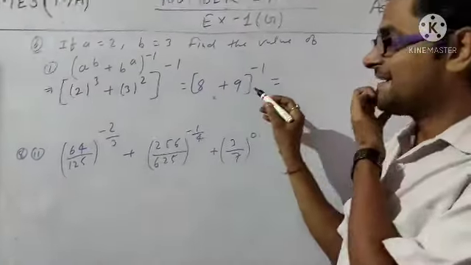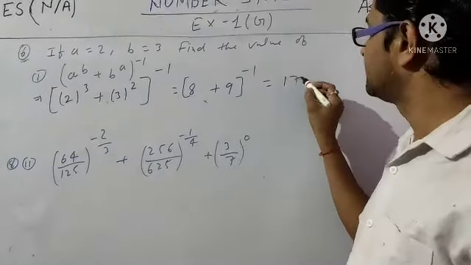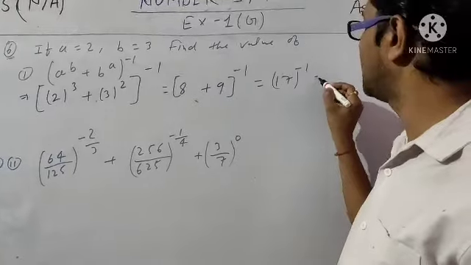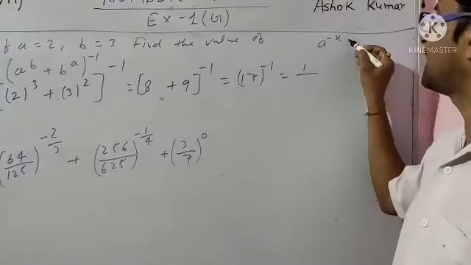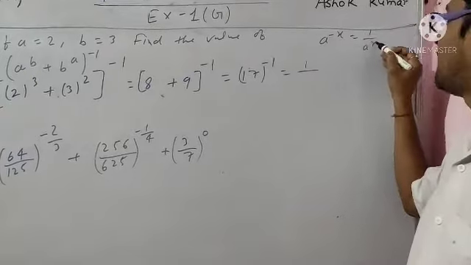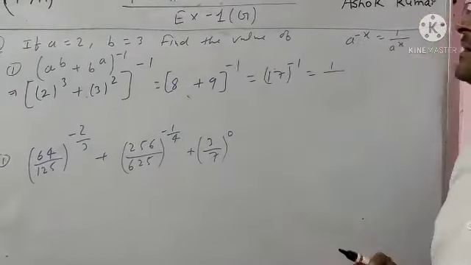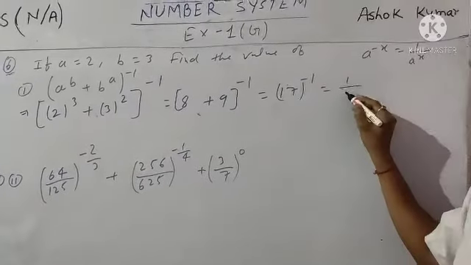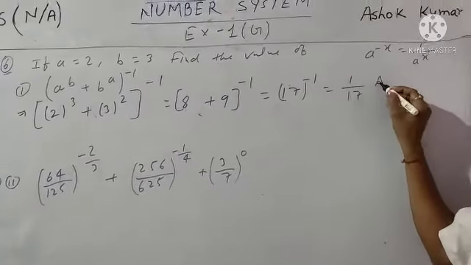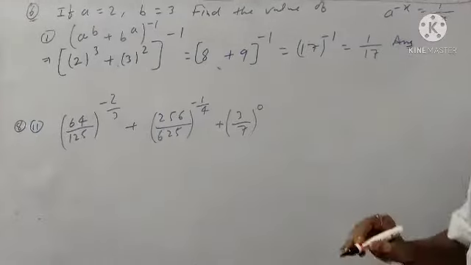8 plus 9, 17. 17 to the power -1, and finally student, we know that a to the power minus x is equal to 1 by a to the power x according to the laws of exponents. So 17 to the power -1 is equal to 1 by 17. This is your final answer.